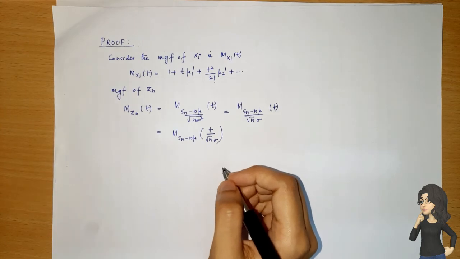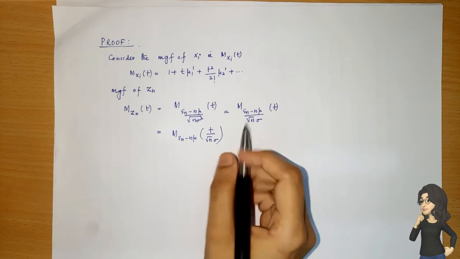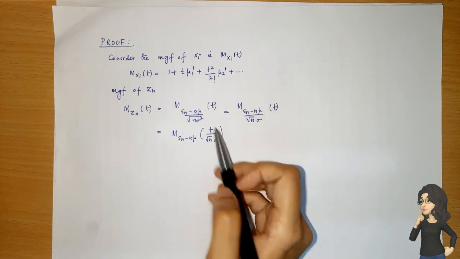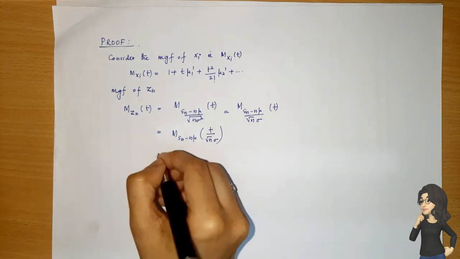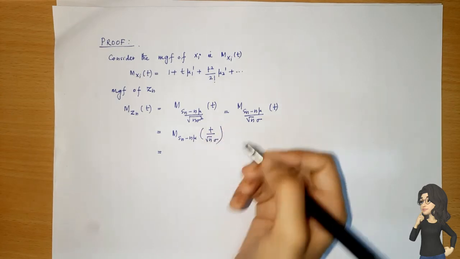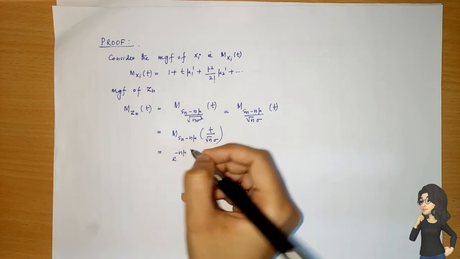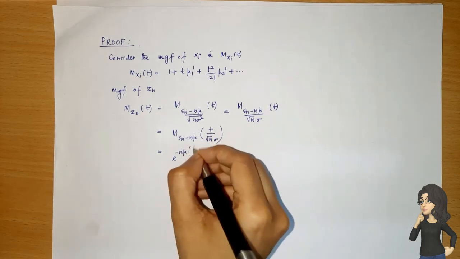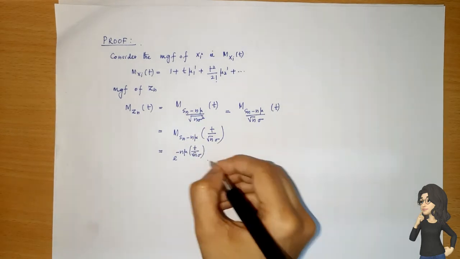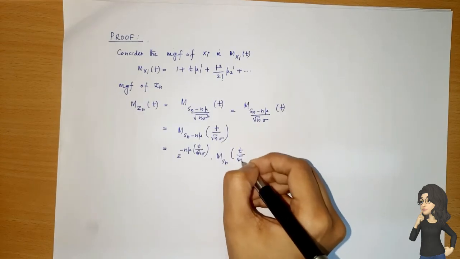So we can use the property of the MGF where M_{aX}(t) is equal to M_X(at), with which we have written this. Now we are going to use the property of the MGF once again, that is e raised to minus n mu t by root n sigma into M_{Sn}(t by root n sigma).